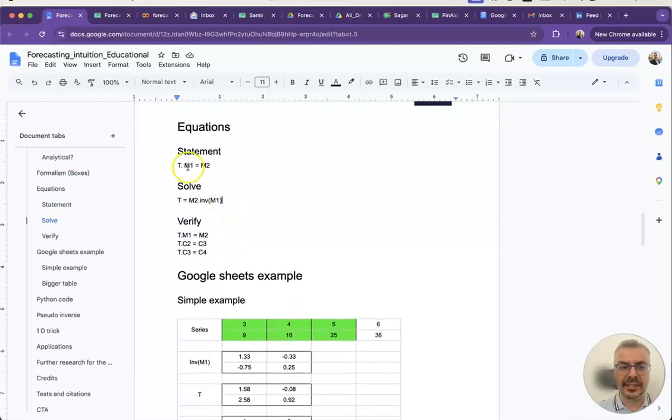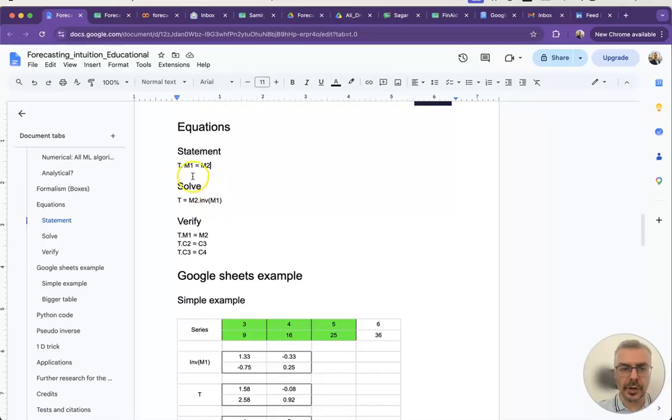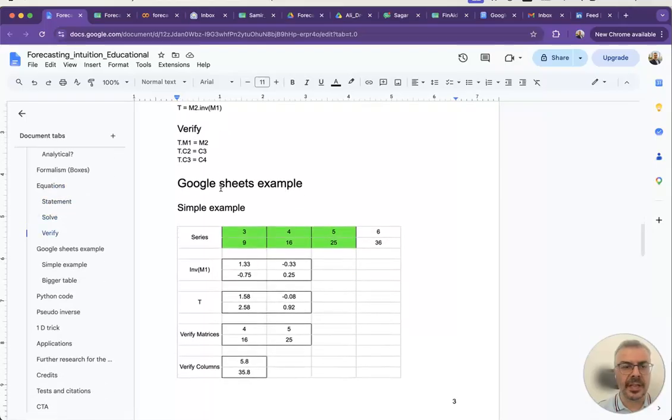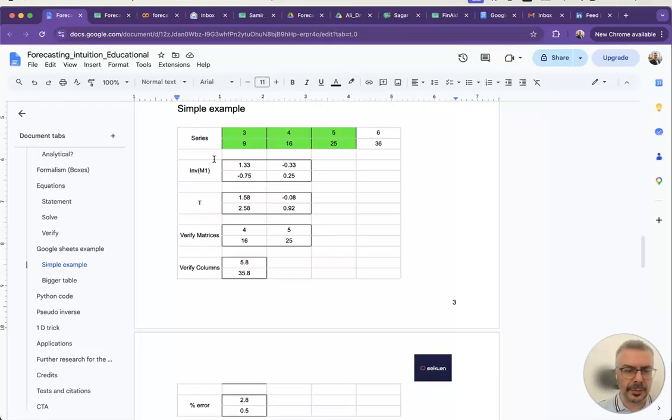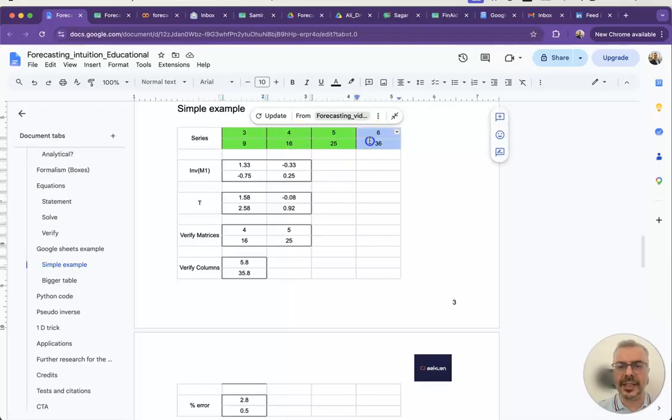If we want to solve this with simple math, I should divide by M1 on both sides, and I obtain T equals M2 times the inverse of M1. That's it. And in matrix algebra, it's exactly this. To verify, I should multiply T by M1 to obtain M2, T by C2 to obtain C3, and then T by C3 to obtain C4. Let's take a very simple numerical example. Just take a series like 3, 4, 5, 9, 16, 25, which are the squares of the above, and then I should forecast this. Okay, very good.